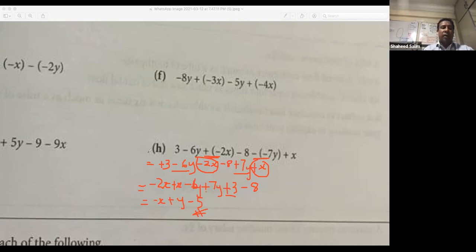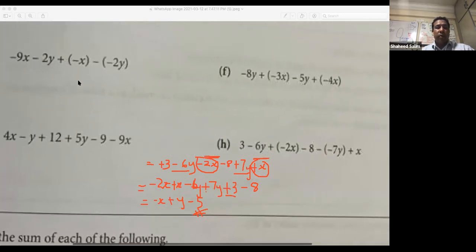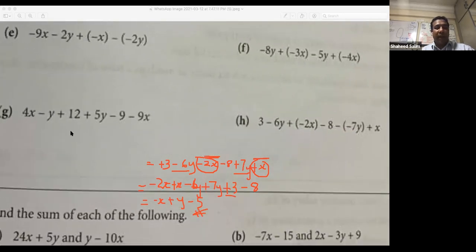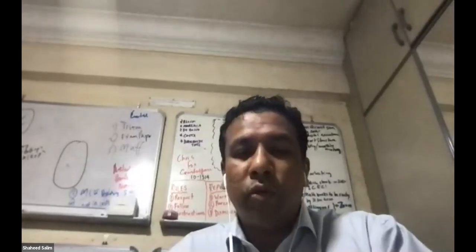Yes. Okay, now let me see here. Let's see whether it's correct. He says the answer is minus 5x. Okay, minus 5x is correct. Plus 4y, plus 4y is correct. Plus 3. Congratulations, Hayan. Congratulations. Okay, we move on to the next one.